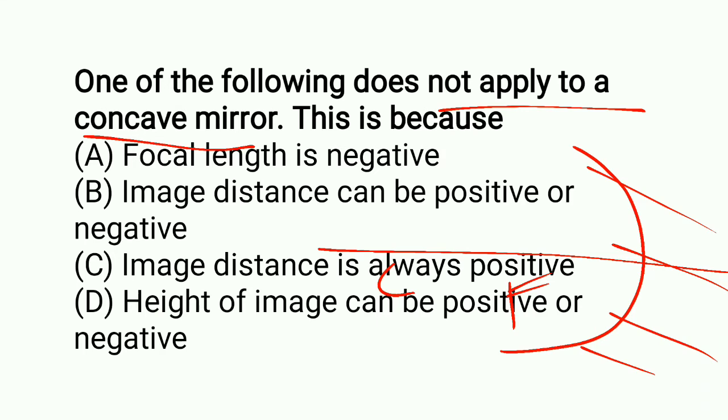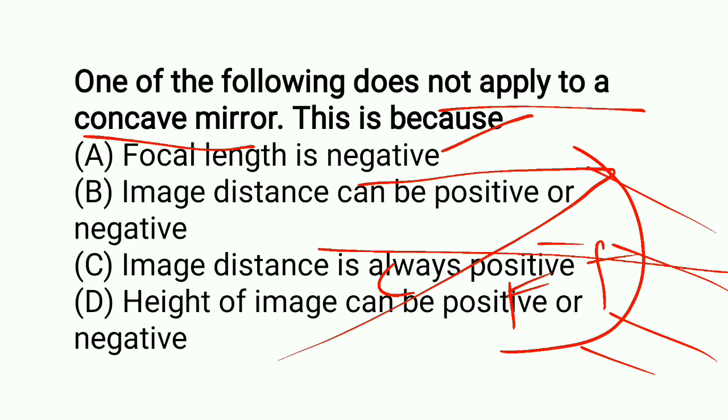Now let's check option A. Focal length is negative. The concave mirror is a converging mirror, so the focal length is on the left side, so you will get focal length negative. So option A is correct, it will apply to the concave mirror.